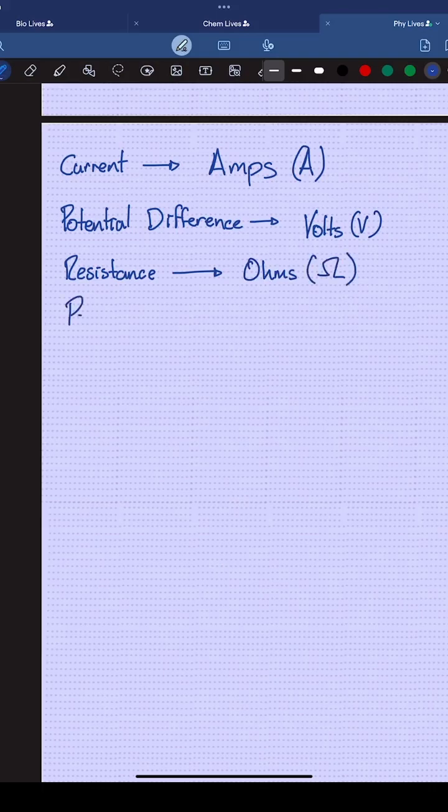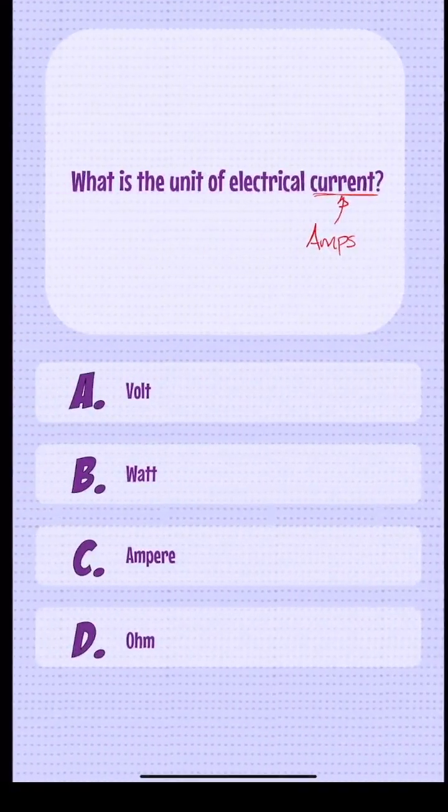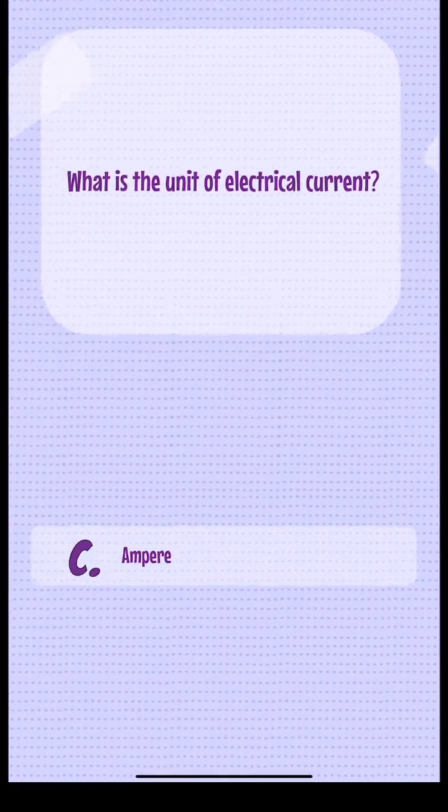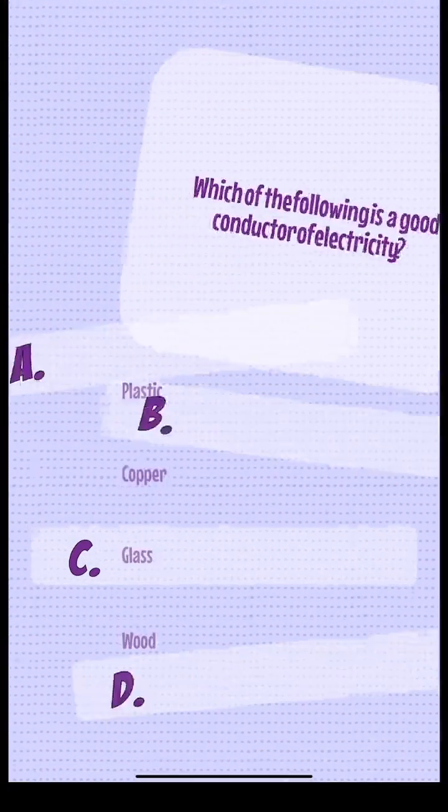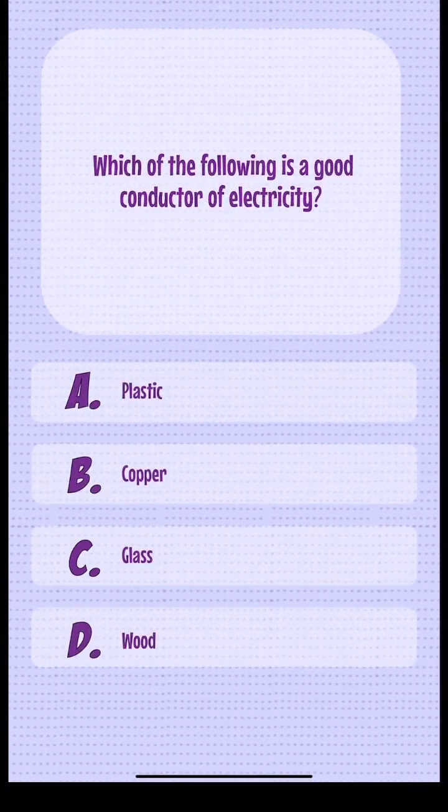We also have power. What's the units for power? Thank you very much. It's going to be watts, W. Okay. So we'll just put that in there and go back to the question. So answer the first one, amps. That's absolutely right. Next question, which of the following is a conductor of electricity?